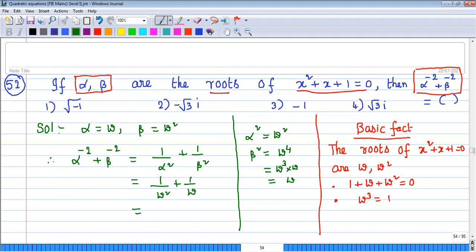LCM is omega square into omega, omega cube. Here we have omega plus omega square. You check, omega plus omega square is minus 1. Substituting, this is minus 1 upon omega cube, and omega cube is equal to 1. Minus 1 by 1 is minus 1. So answer is minus 1. Obviously, third option is the right option.